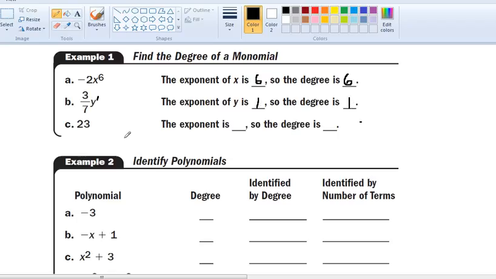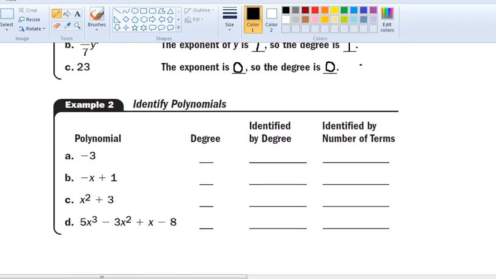Now the exponent here, a little bit tougher to see. We don't really have an exponent. We don't have a variable to work with. So here we say the exponent is 0. So it has a degree of 0. And then move down to example 2.